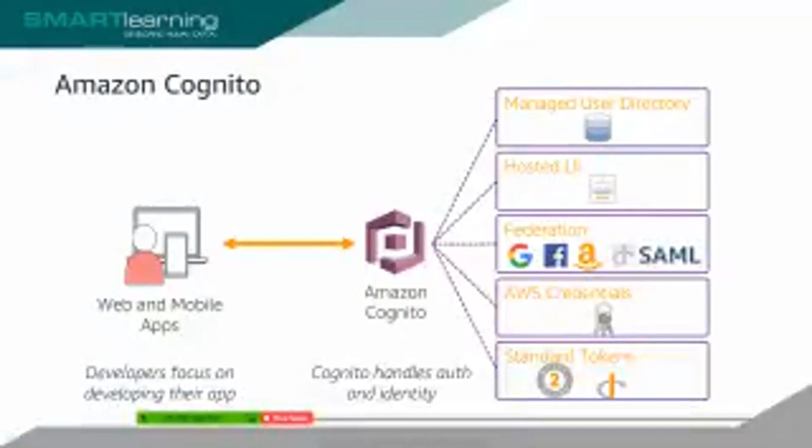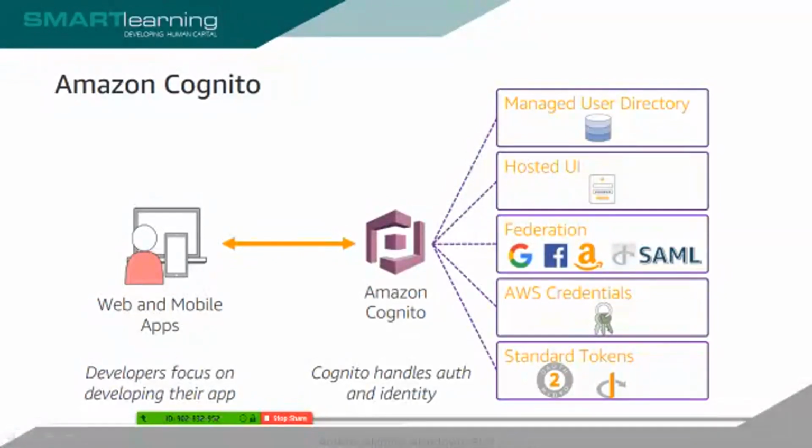It can actually use AWS credentials, but we would definitely advise against this. Don't use AWS credentials because you keep putting in the secret and access key every time. It can also integrate with standard tokens. This service is very, very important for your mobile app.